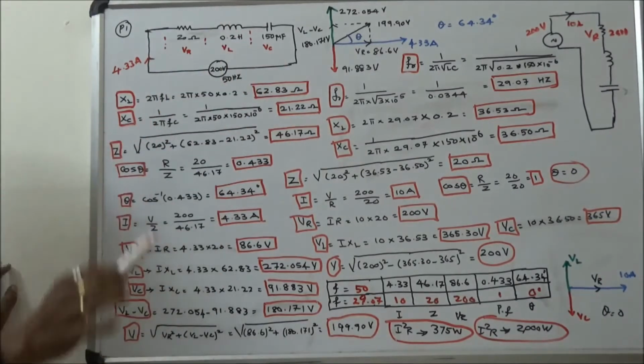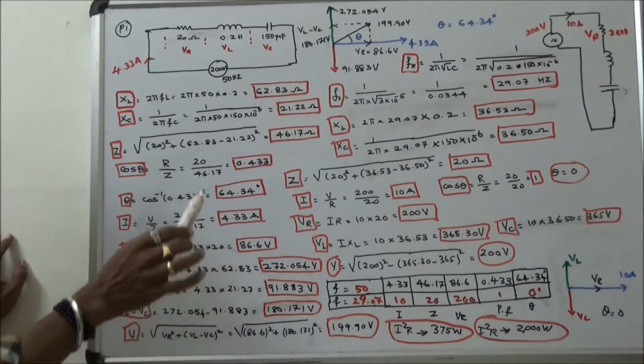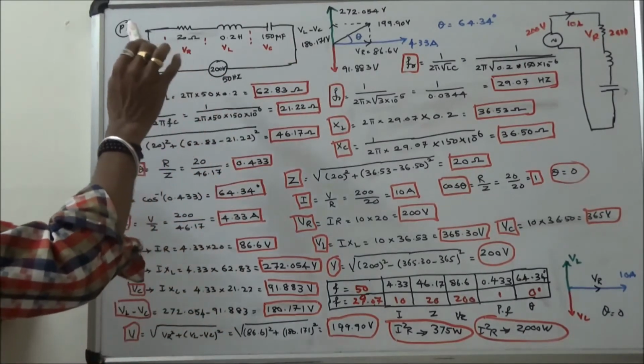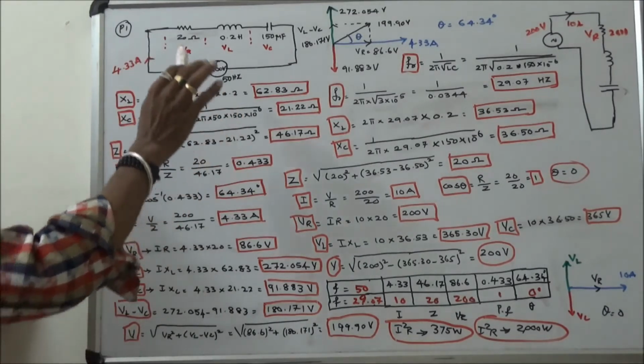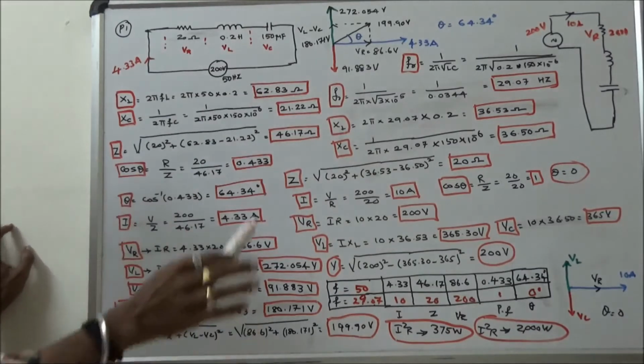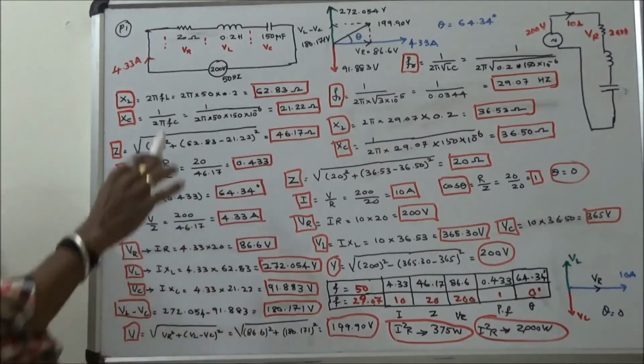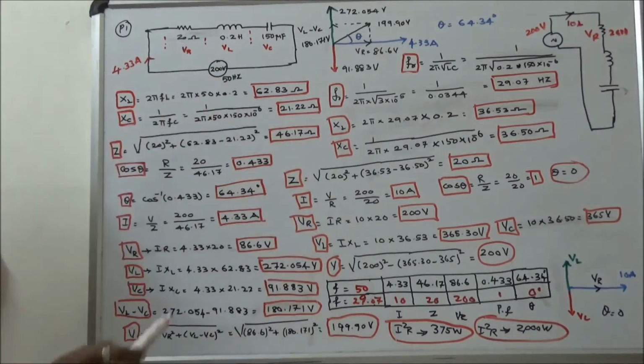In the same problem, calculate the resonant frequency and calculate impedance, current, voltage across the resistor, voltage across the inductor, voltage across the capacitor. Draw the phasor diagrams. That is the question. First we will take 200 volts, 50 Hz.